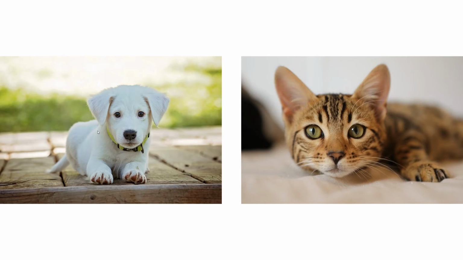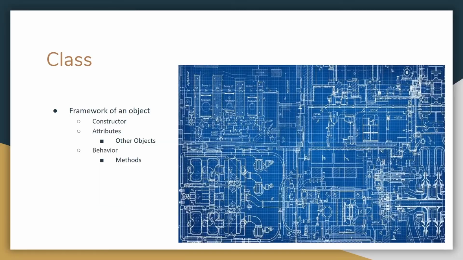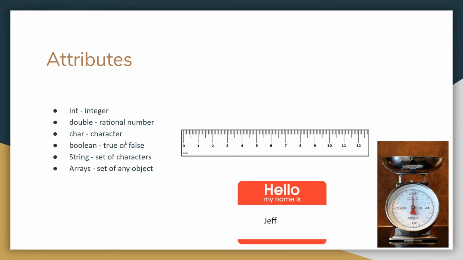The differences between behaviors and properties, physical properties, are quantified in a class, which is a framework of an object. So the class has three things: a constructor, its attributes, and its behavior. So let's go to the attributes. Attributes are basically other objects, and they can be given by the basic few that Java gives you, which are int, double, character, boolean, string, or arrays, or you can have your own objects.